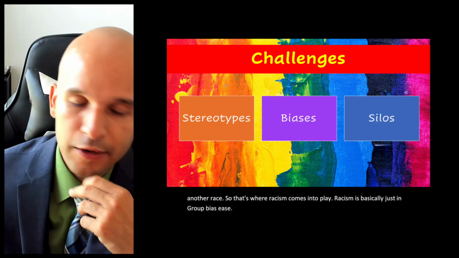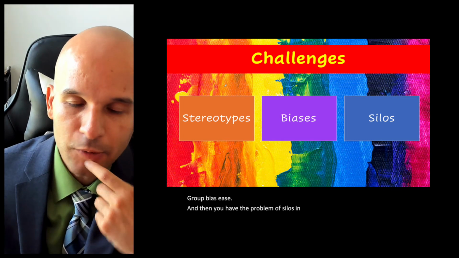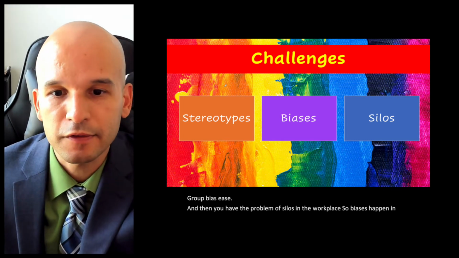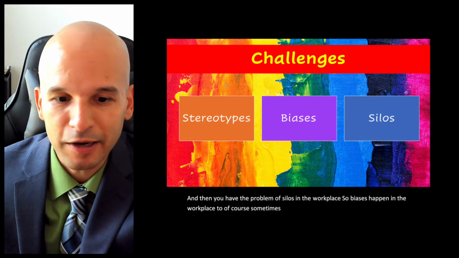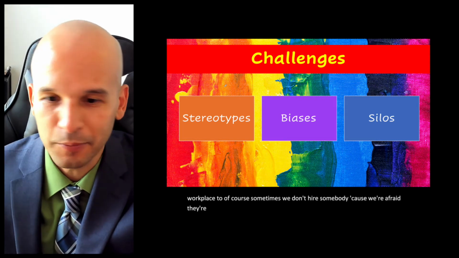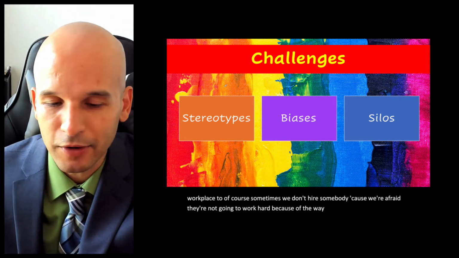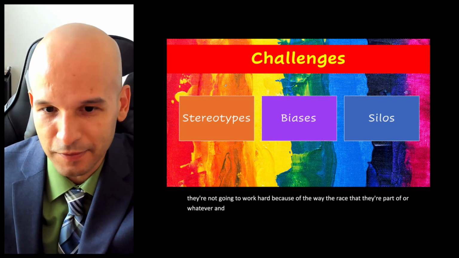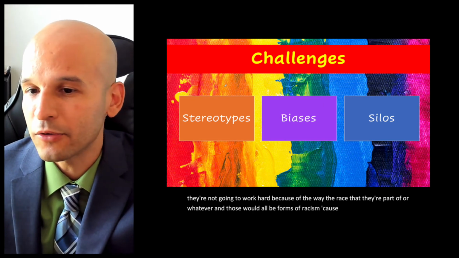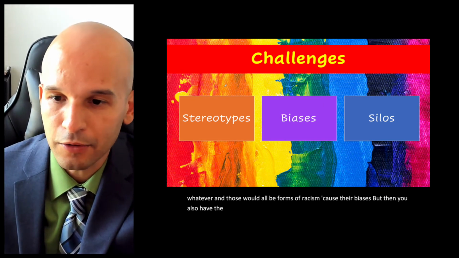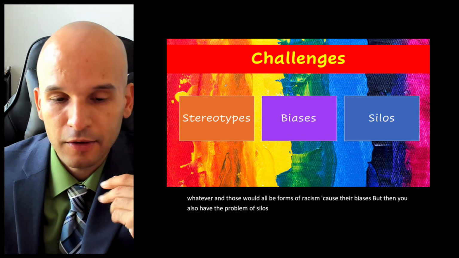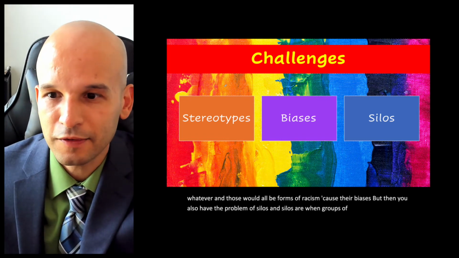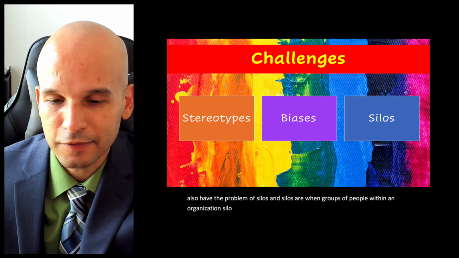And then you have the problem of silos in the workplace. So biases happen in the workplace too, of course. Sometimes we don't hire somebody because we're afraid they're not going to work hard because of the race that they're part of or whatever. And those would all be forms of racism because they're biases. But then you also have the problem of silos. And silos are when groups of people within an organization silo based off of their race.